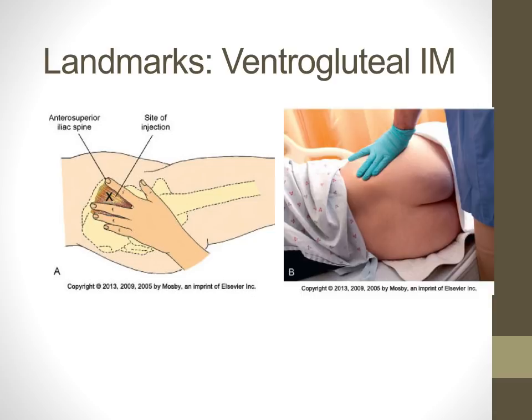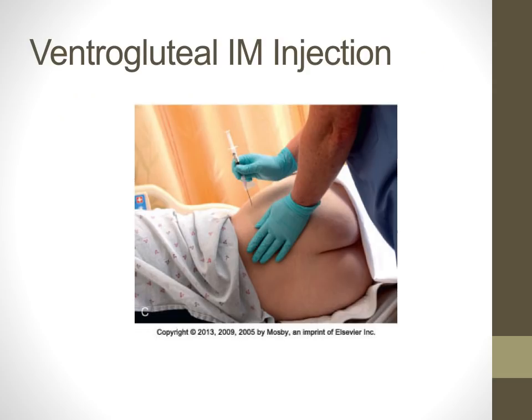Between your first and your second finger and that V, the ventral gluteal is going to be located right in between there. That's where you give the injection. This takes practice. Practice, practice, practice. Okay? All right. There we go for the ventral gluteal.